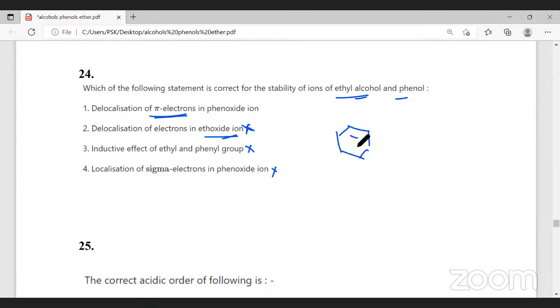Yesterday, in the previous classes, I was teaching you the resonance structures of phenoxide ion. These electrons move to the carbon and oxygen gains positive charge, carbon 2 gains negative charge, all that we were discussing. That is nothing but delocalization of pi electrons in phenoxide ion. Hence the answer is option 1.